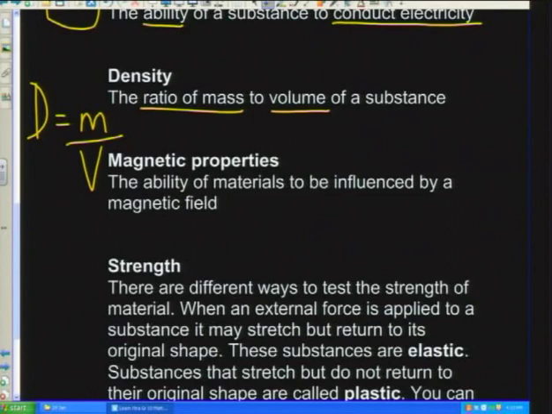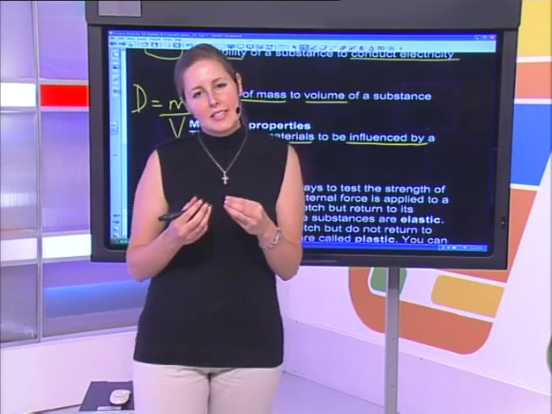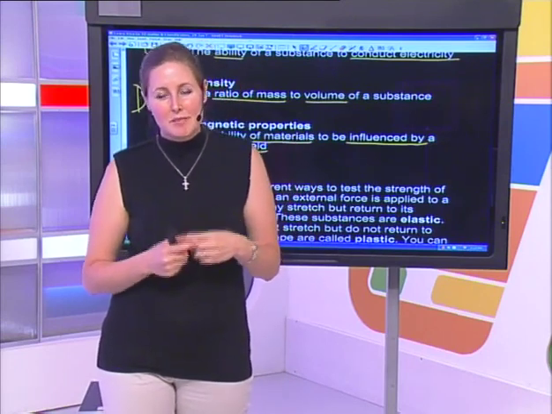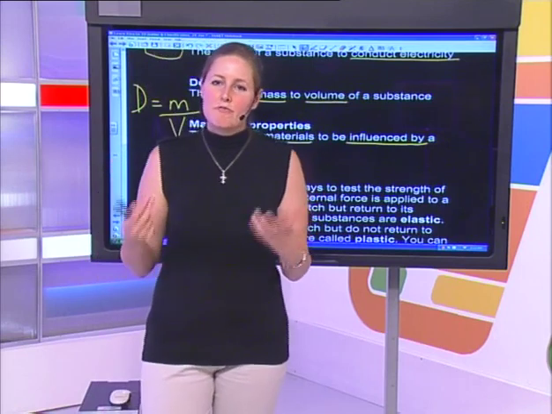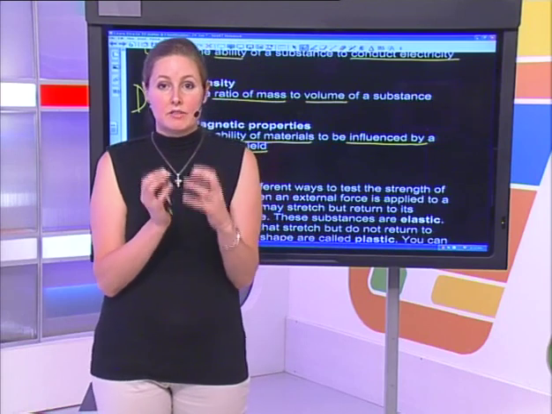Magnetic properties. Magnetic properties should be quite straightforward. I'm sure you've seen a magnet or played with a magnet before. The ability of materials to be influenced by a magnetic field. So these would be certain substances that are either attracted or repelled by a magnetic field. And you have various magnetic fields, but any magnet will have a magnetic field around it.